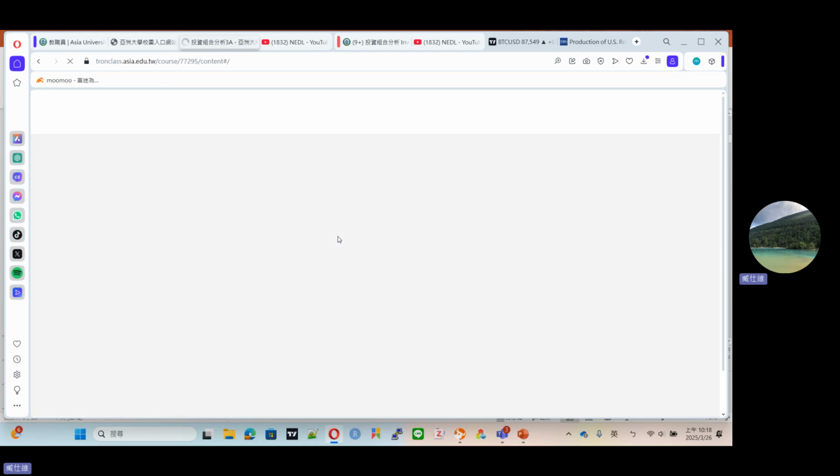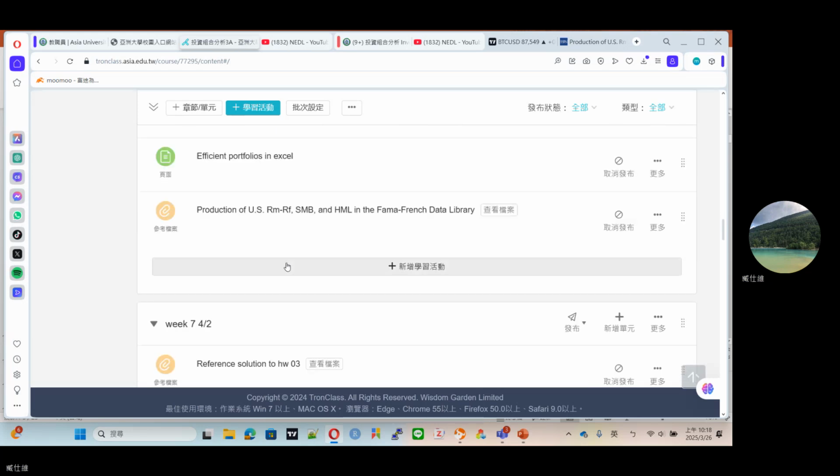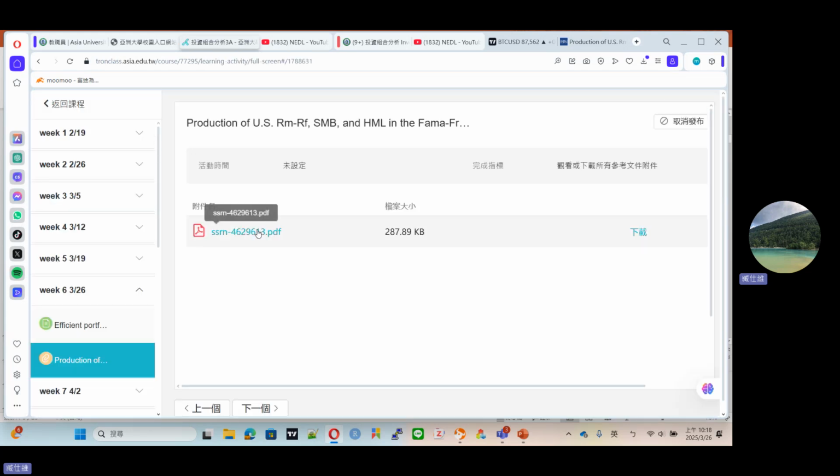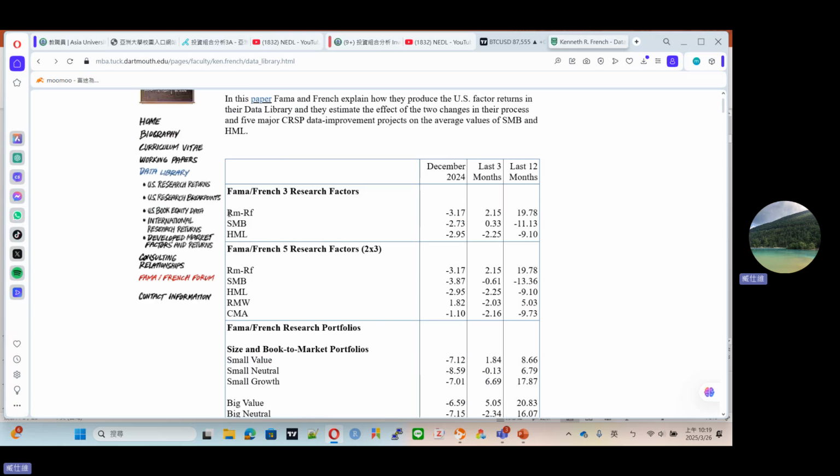And another one is about the production of USIN minus RF, SMB, and HML in the Fama French data library. So this is the paper or article about how to calculate these three factors, because originally I asked you to use the data in the Fama French database. We have these three factors.